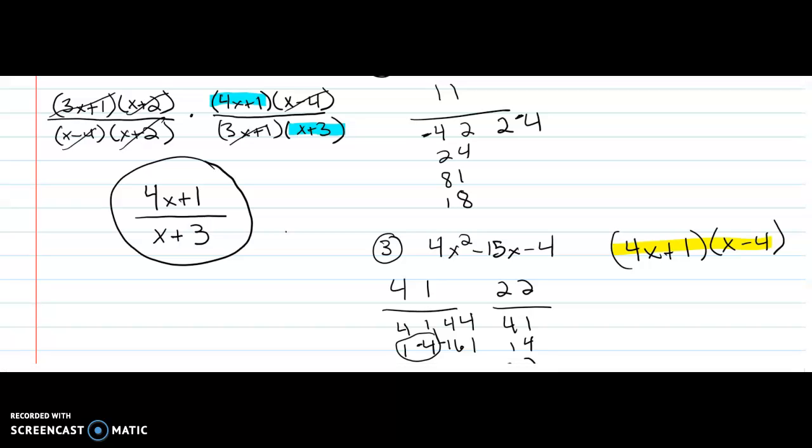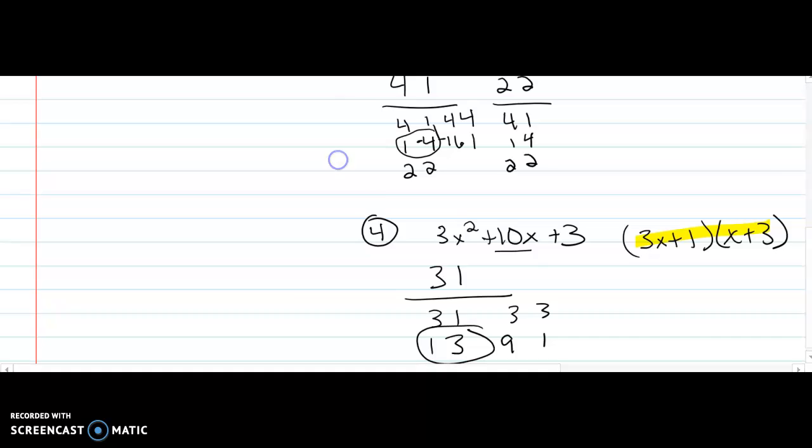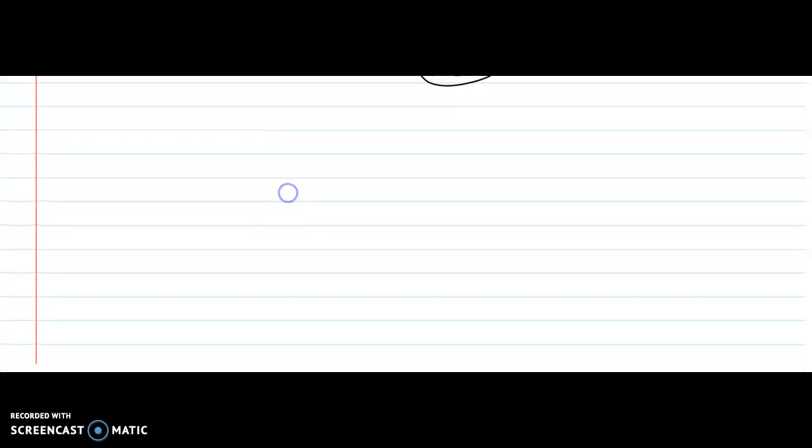Okay, and then the last thing we're going to do for this, we're going to try a factoring problem. So we have squared. All right, so take a minute, pause the video, try factoring this one on your own, and then come back.